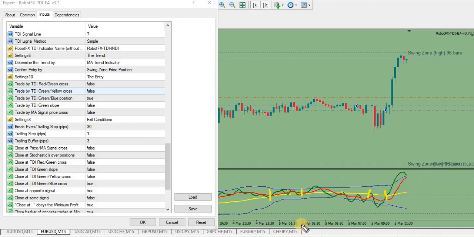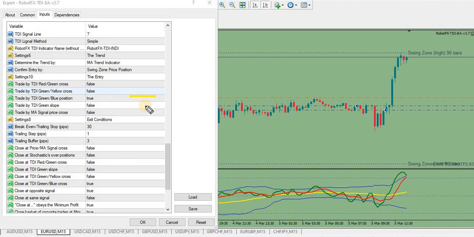And it's opposite for the sell. When the green falls under the yellow, then the expert advisor will open a sell. Almost the same. Sell, sell, sell. I'm waiting for the sell. All right. Another criteria is for the TDI green blue position.